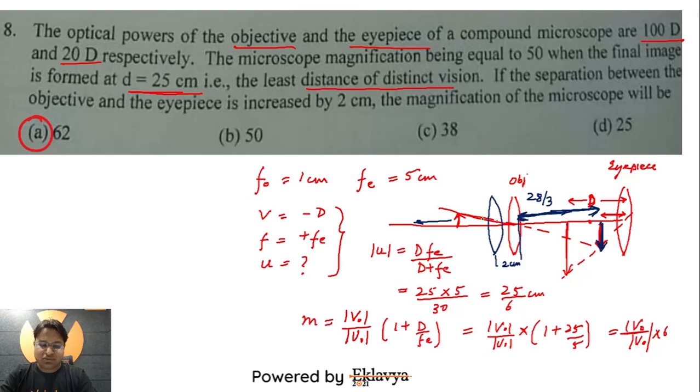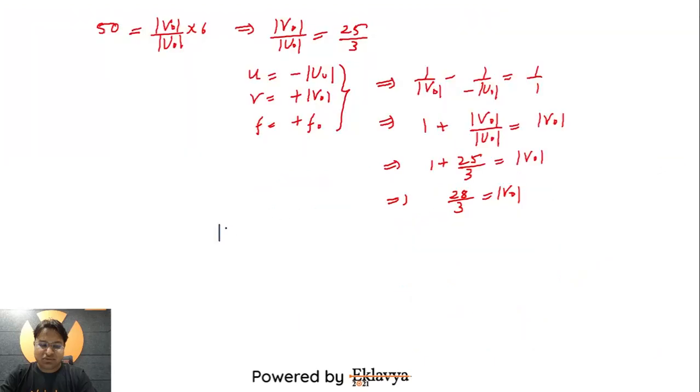We have shifted the objective, so the value of mod V naught will change. Correspondingly, we'll have to change the value of mod U naught. Okay, so let's see what we are going to do. The new value of mod V naught would be the previous value plus 2 centimeter. So that would become 34 by 3 centimeter. This is the new value of mod V naught. The new value of mod U naught is what we want to find out.